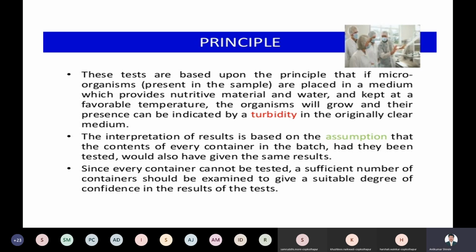Understand it? So we have seen this principle. This test is based on the principle of whether microorganisms are present in your sample or not.